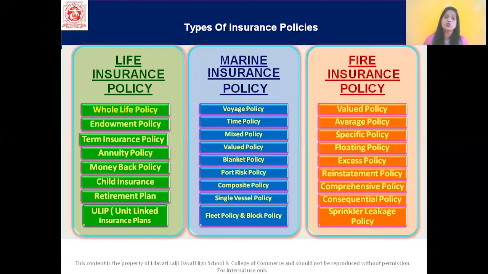Then you have single vessel policy. This policy, students, is suitable for a small ship owner having a single ship. Last one is the fleet policy and the block policy. Here, students, several ships belonging to one owner are insured under the same policy. So that is fleet. Fleet means several ships under the same policy.